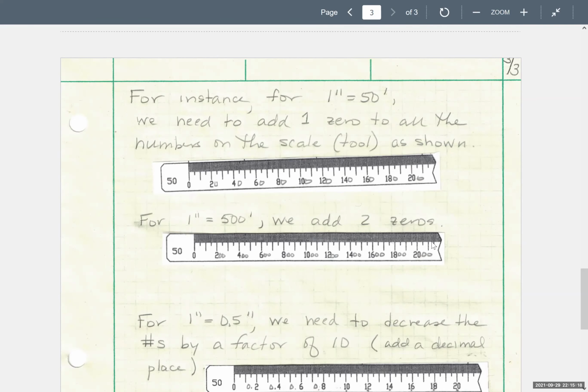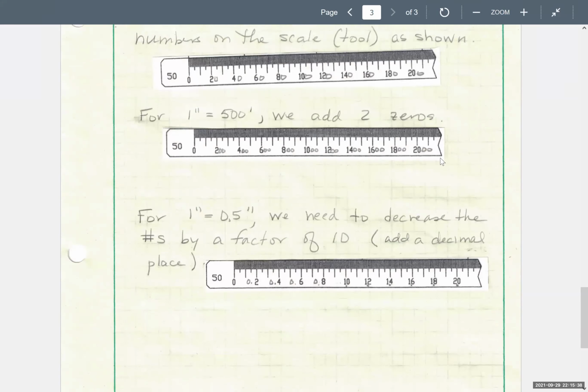Okay, so what I was teaching you initially is that if you're given a drawing scale of 1 inch is equal to 50 feet, you have to add a 0 to all the things. That's how I do it. But what Adam's suggesting is don't add the 0 here. Instead, read the number, but remember you have to multiply it by 10. Same thing. I add the 2 zeros.